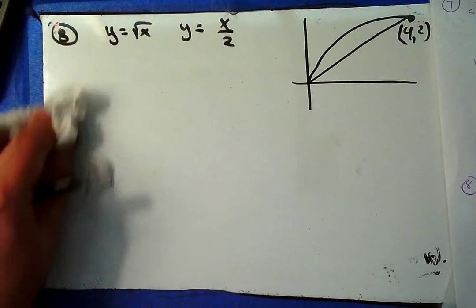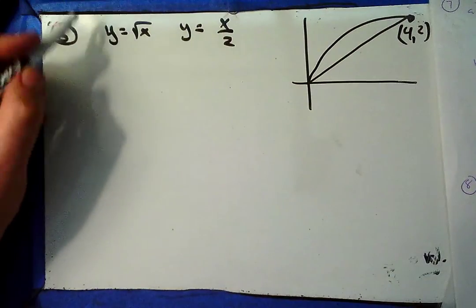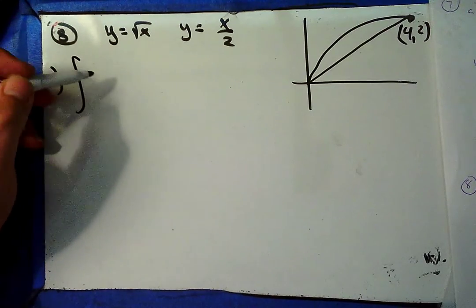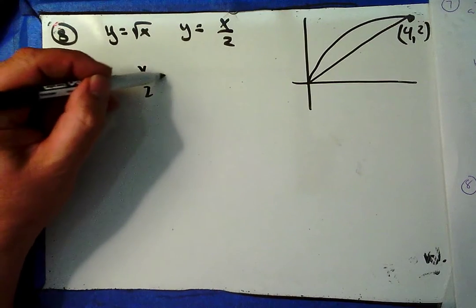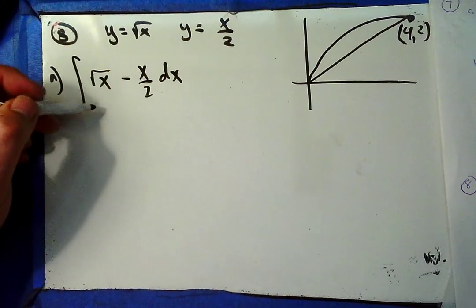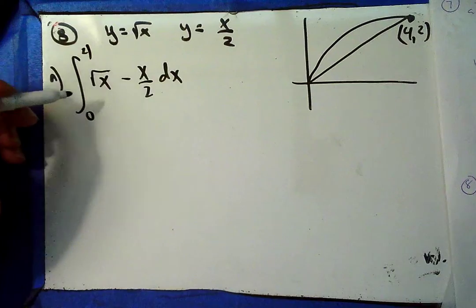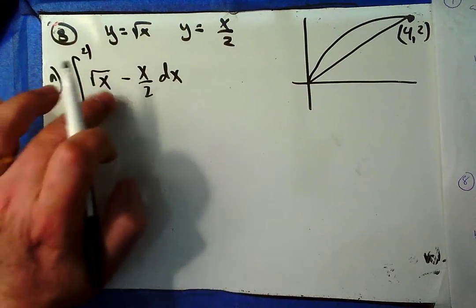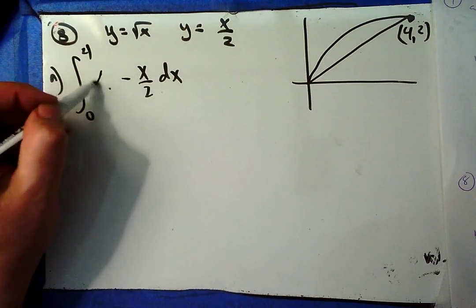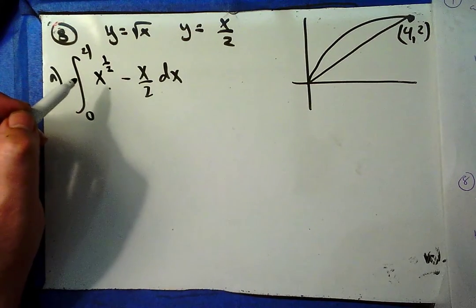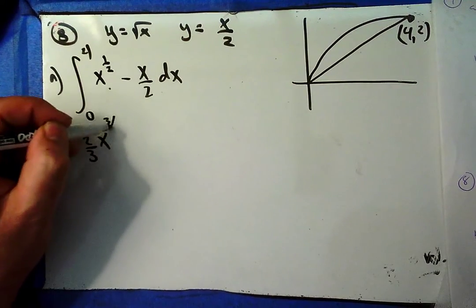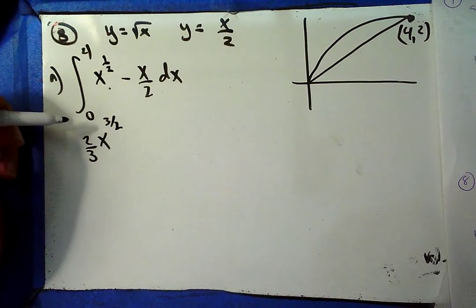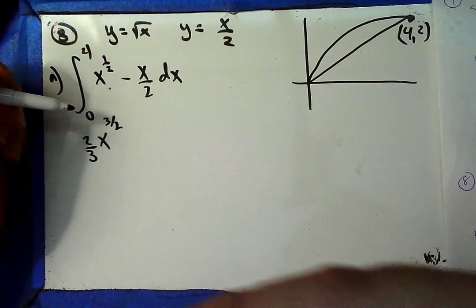This is without calculator. So my integral for part A will be top square root of x minus x over 2 dx. And I'm going from 0 to 4. So I always find it easier on my brain if I rewrite those radicals. So the antiderivative of this will be 2/3 x to the 3/2. And if you're not that fast with that, you need to do more integration practice. You've got a big packet, get working on it.